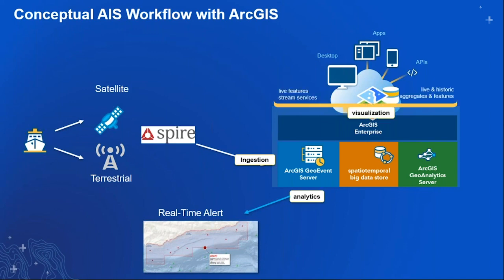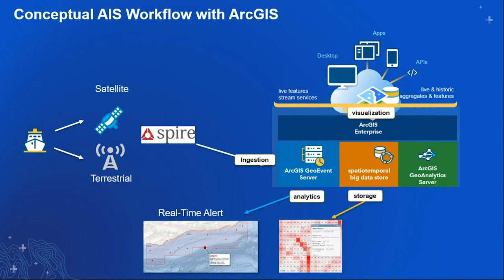You could also visualize the information in ArcGIS Enterprise as feature services or stream services, and that powers different dashboards and web apps. You might want to store the data in what we call a spatiotemporal big data store, and I'll show an example of this later. It allows for quick binning of the data, so you can zoom over to a new area, see where all the ships are, and then actually get the information of the individual ships.